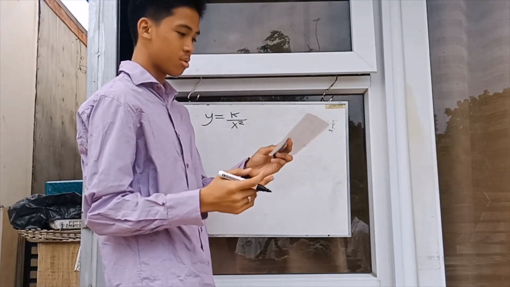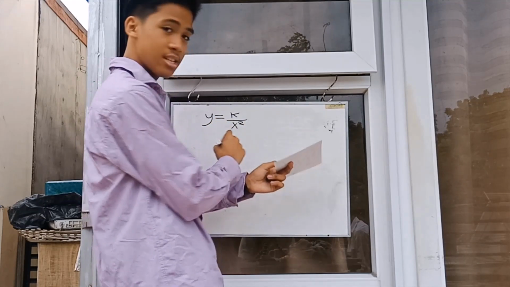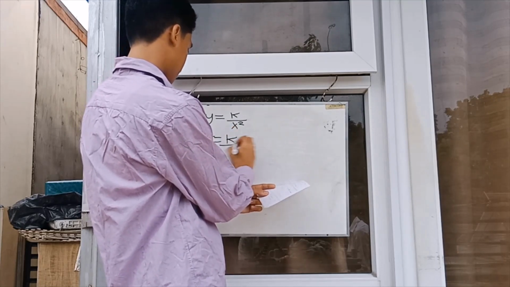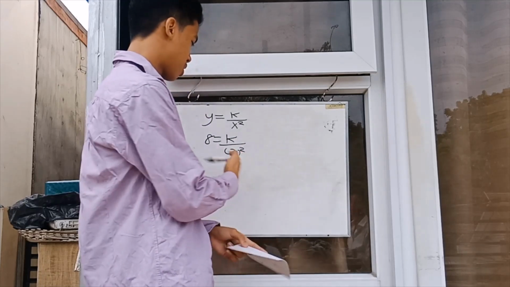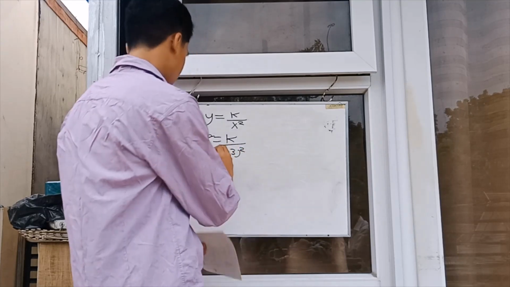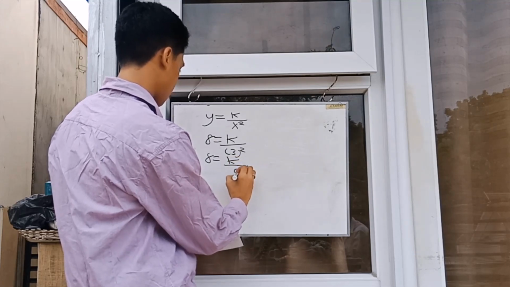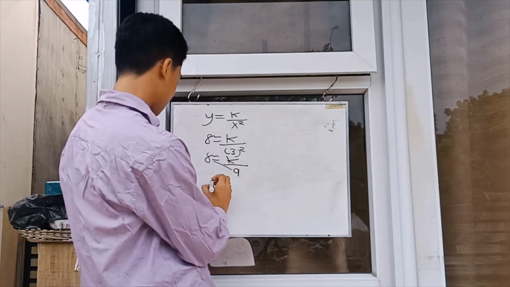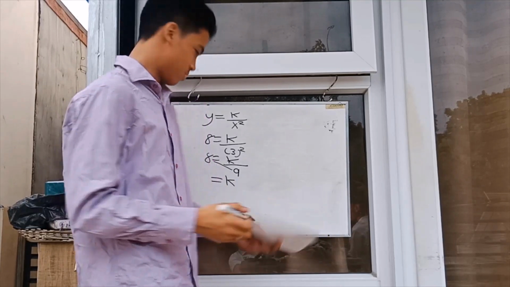Then, substitute. y is equal to 8 and x is equal to 3. Then, solve the squared value first, then multiply. The value of k is 72.